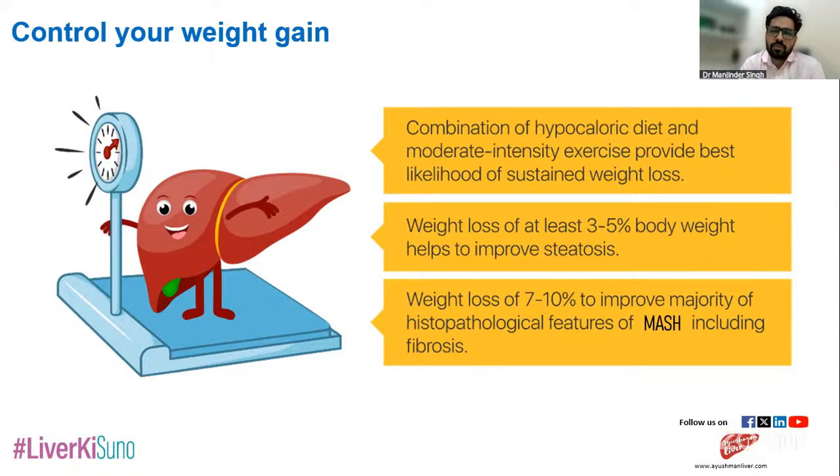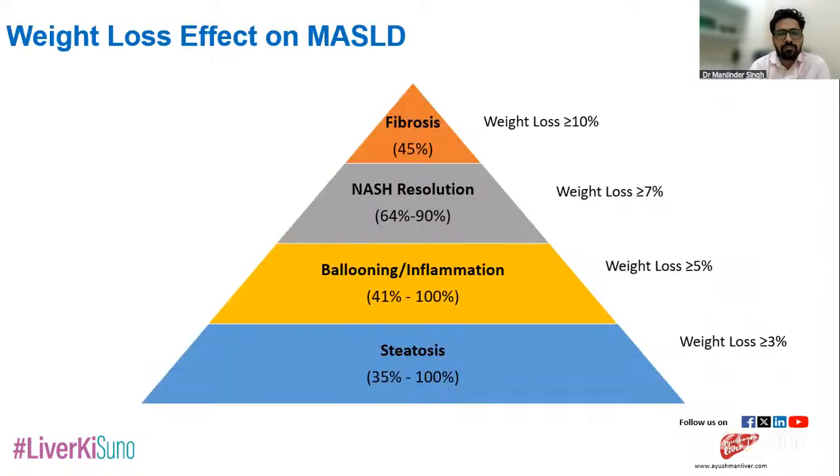And you should put in a hypocaloric diet and moderate intensity exercise, which should help you to sustain weight loss. And up to 10% of weight loss helps you to have improvement of histopathology, including fibrosis. So you can see the effect of weight loss on MSLD at various stages.